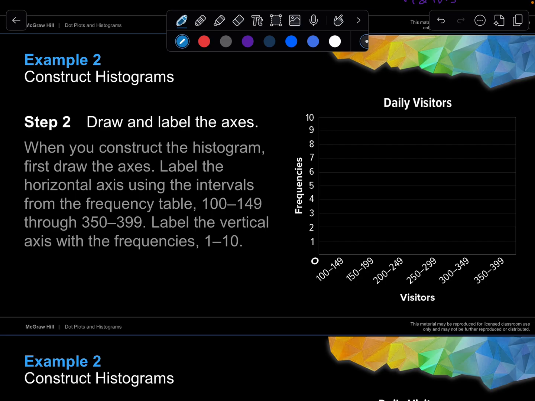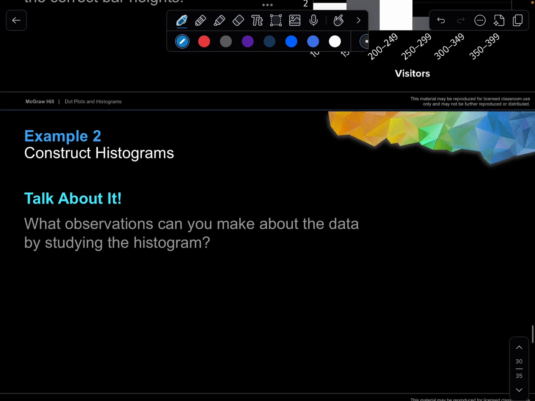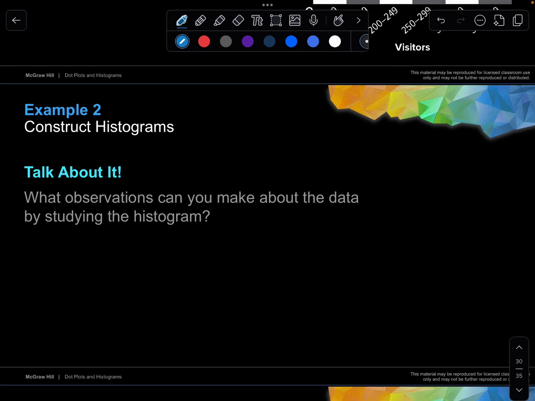There you go. So we have the range, which goes into our number of visitors and the frequency, and then we're going to plot the data that we have as bars. So for each interval, we're going to draw a bar with a height that's indicated by the frequency table. So you can see for 100 to 149, I have a bar that has a height of 2.